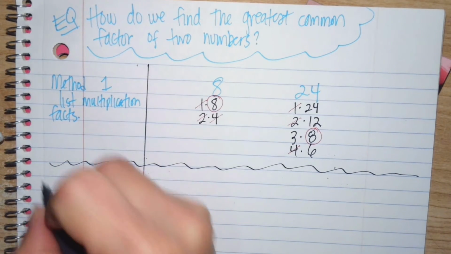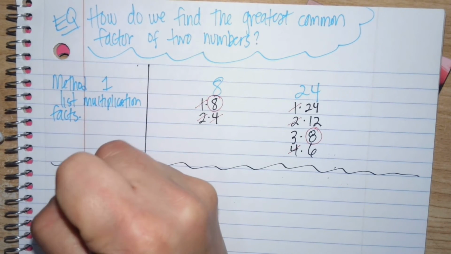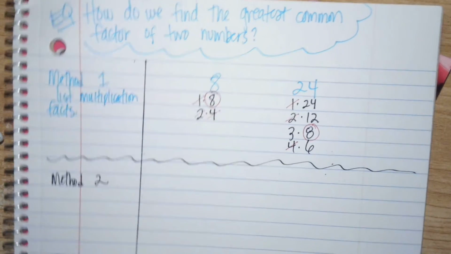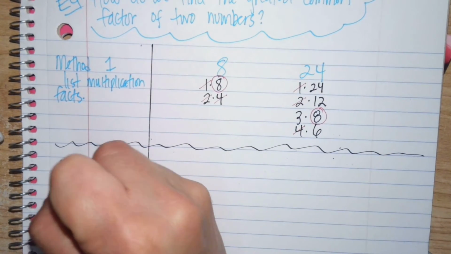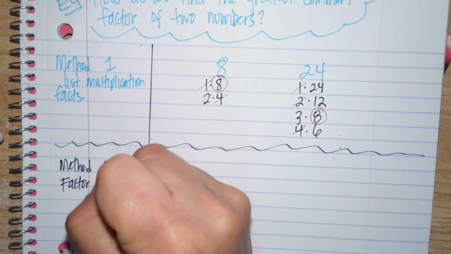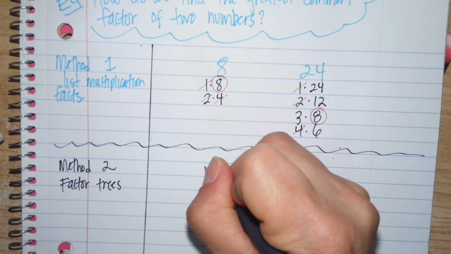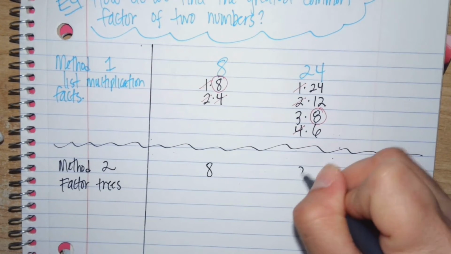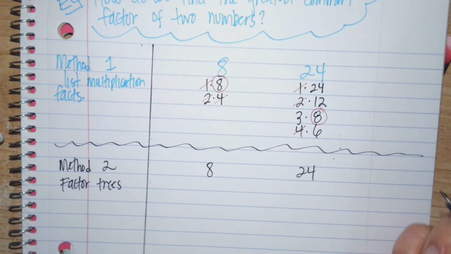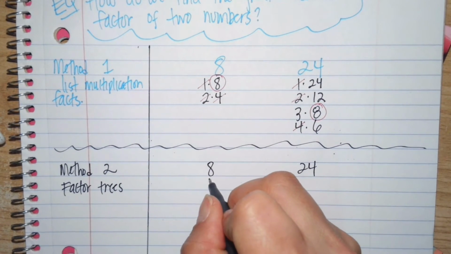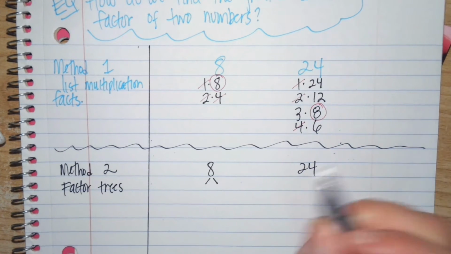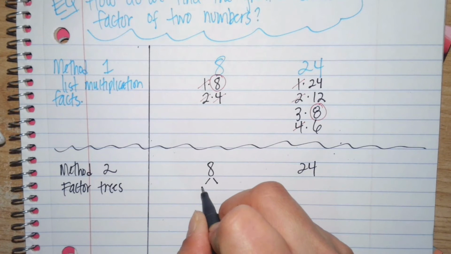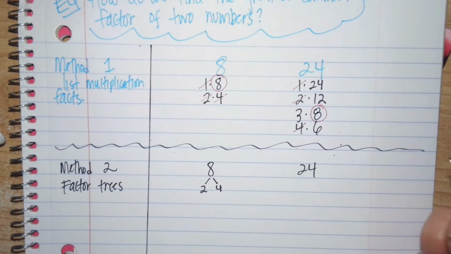All right, method 2 is to use factor trees. So I'm going to take my number 8 and my number 24, and we're going to just create a factor tree. That means we're going to use 2 little lines like this, and think of 2 numbers that make 8 when we multiply. So I'm going to use 2 times 4.